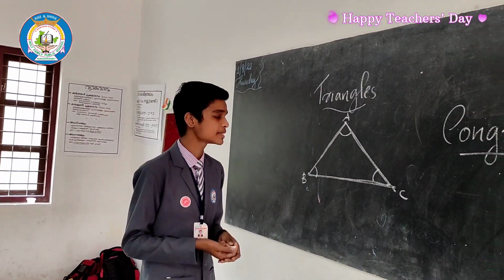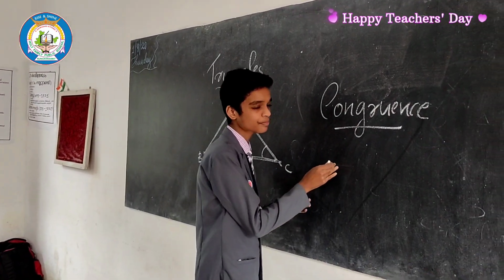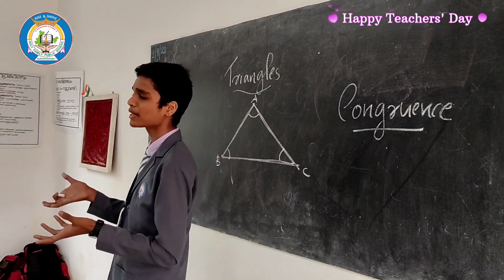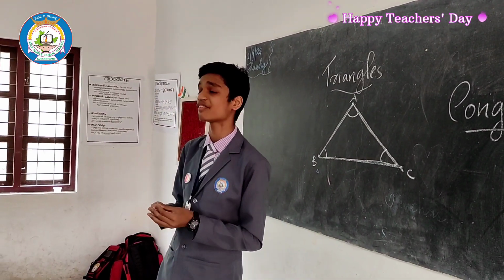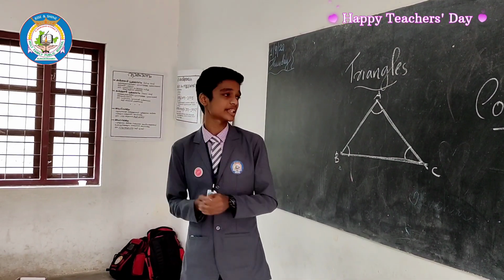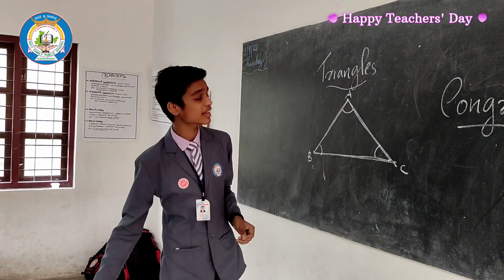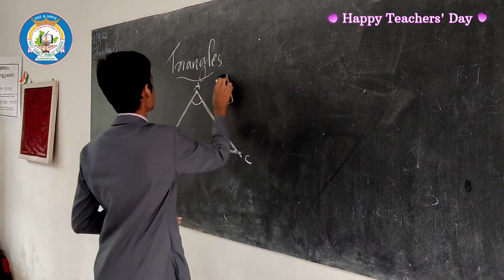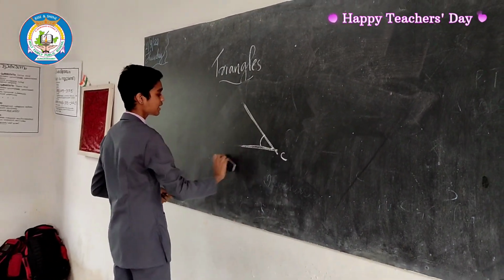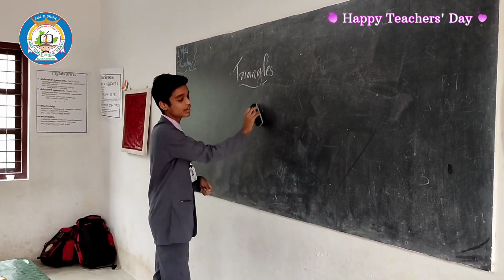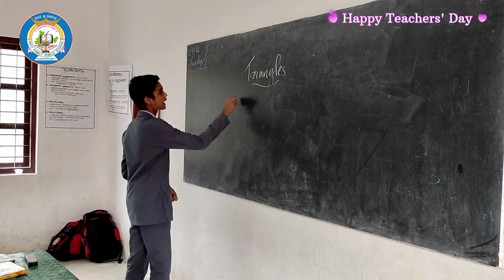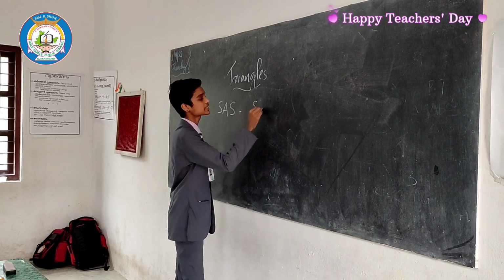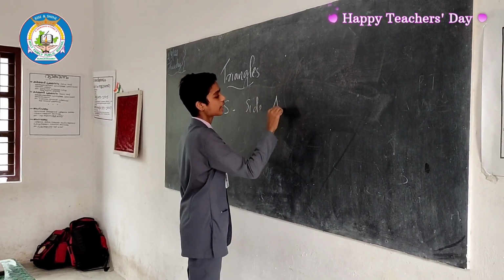Now, how do we determine whether two triangles are congruent? Can we always overlap each other? Can we always keep a triangle on the other for determining whether they are congruent? Obviously not. So, we have specific criteria for determining the congruence of triangles. And hereby, let me introduce one of the very important and the first criteria, and that is the SAS criterion. This simply means the side angle side criterion.